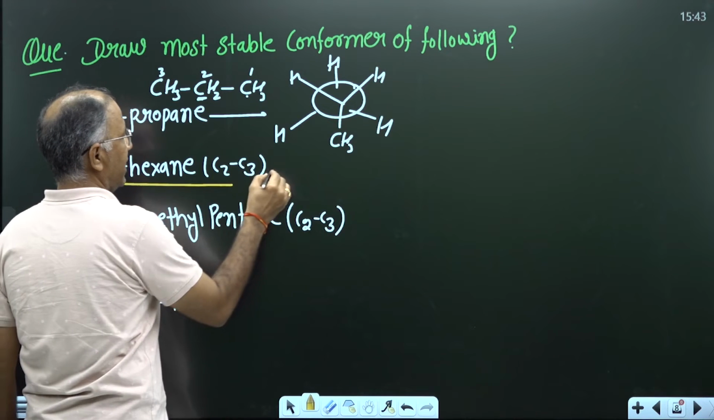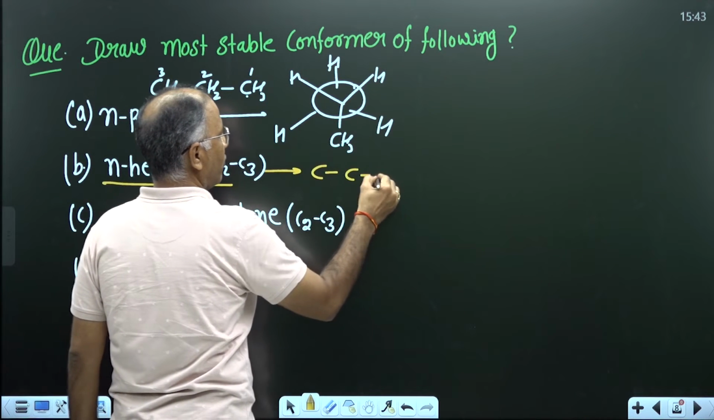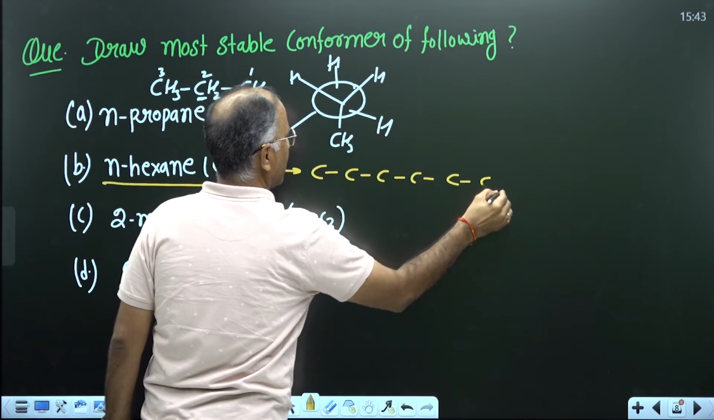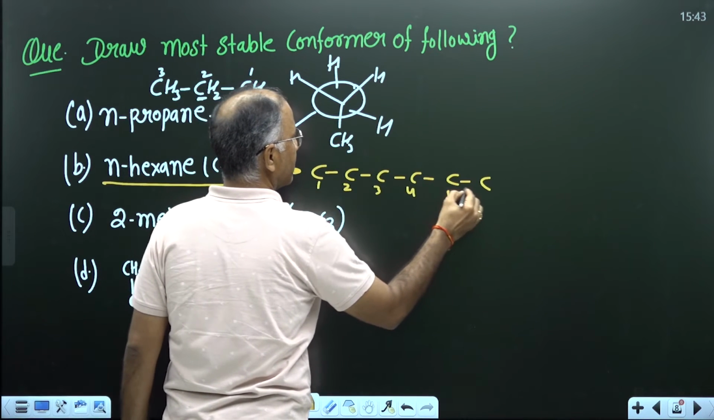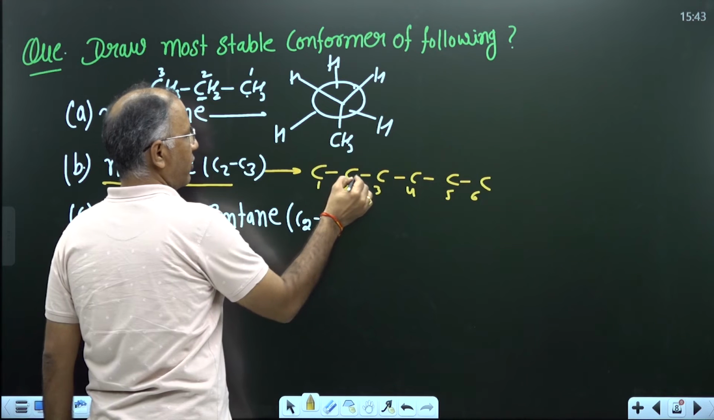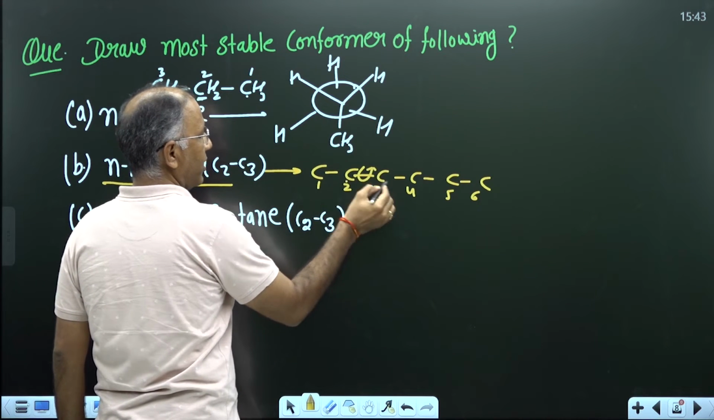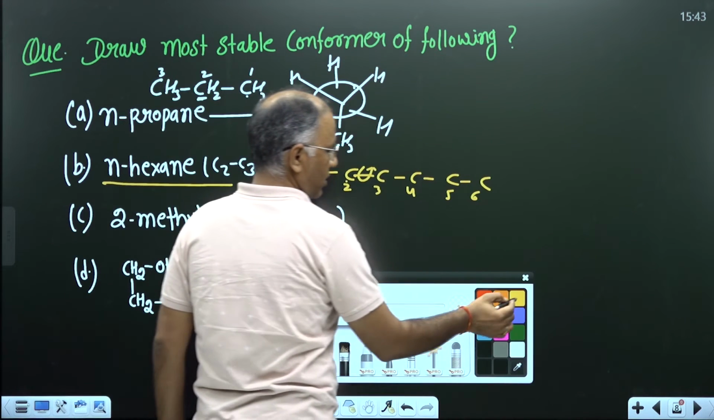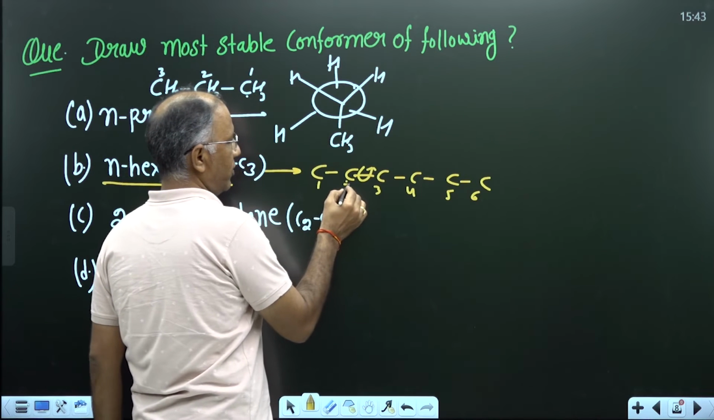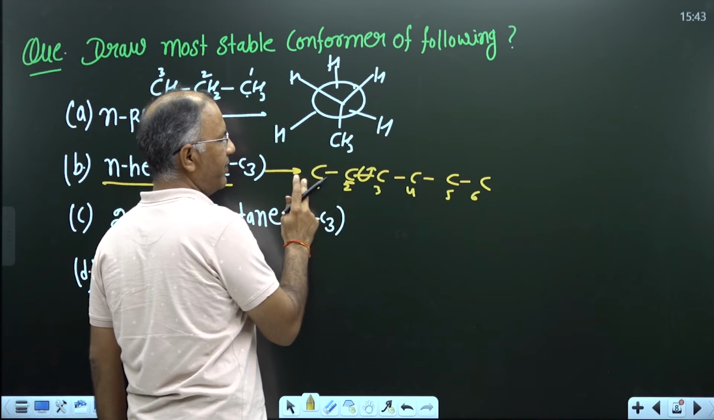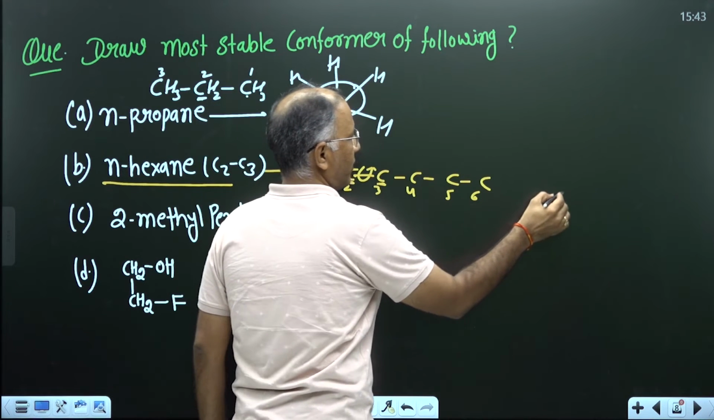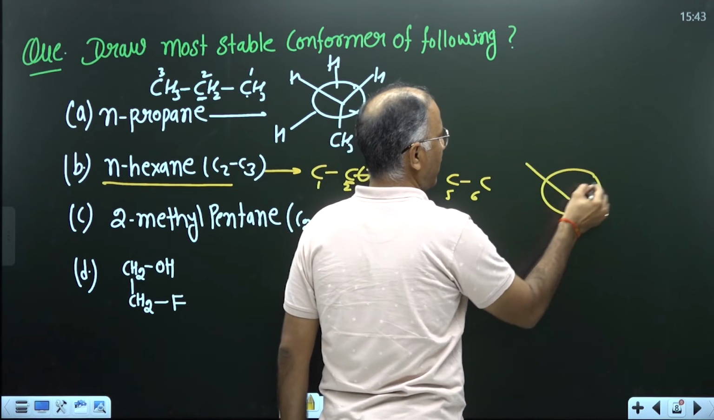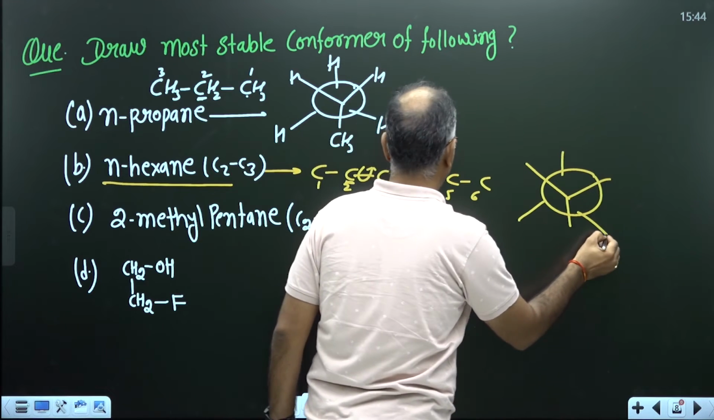In normal hexane, first of all you have to draw normal hexane. Then you have to number the carbon. We have to draw across C2, C3. The remaining valency will be hydrogens. This means C2 has 2 hydrogen and 1 methyl. C3 has 2 hydrogen and 1 propyl. So we have to draw the most stable, this means we will draw staggered.